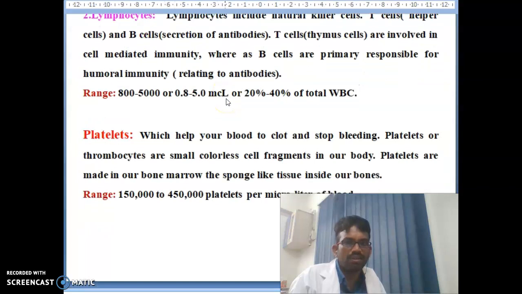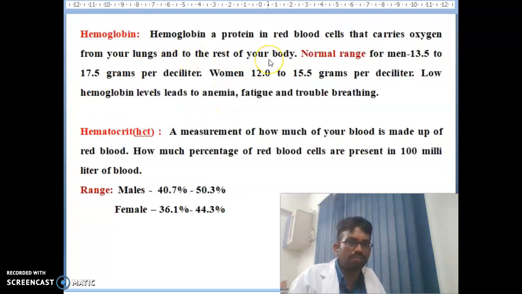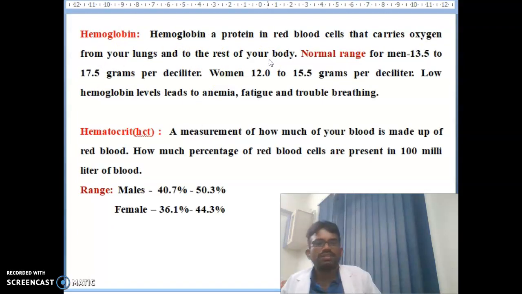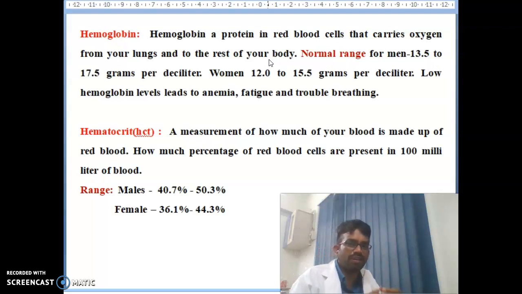Next one, hemoglobin, is in the red blood cells and carries oxygen from our lungs to the rest of our body. You can see the percentage of hemoglobin you can find. Next we will see HCT, which is hematocrit. This measures how much of our blood is made up of red blood cells. It is the percentage of red blood cells per 100 milliliters of blood, and I have mentioned the male and female ranges here.